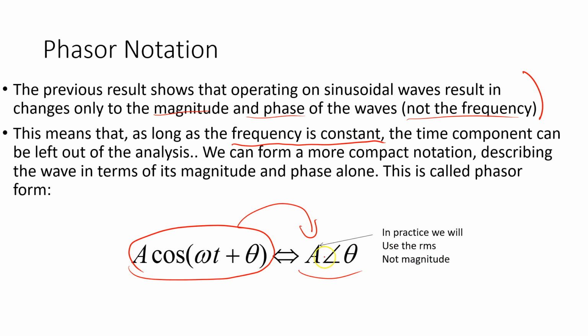Now in practice, we don't use the magnitude, we will use the RMS. So in practice, we will get A on square root 2 angle theta, and you'll see why this is done. It has to do with the calculation of AC power and so on.